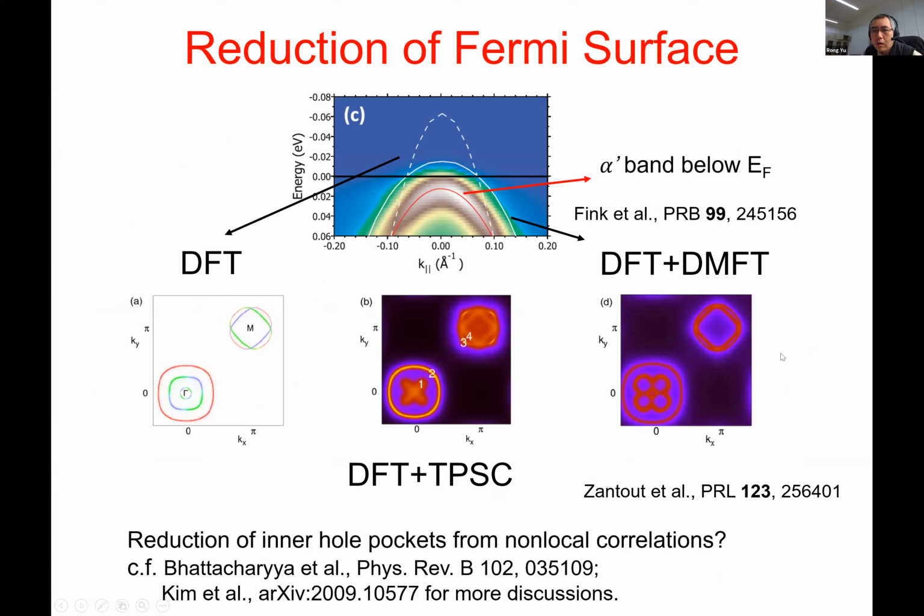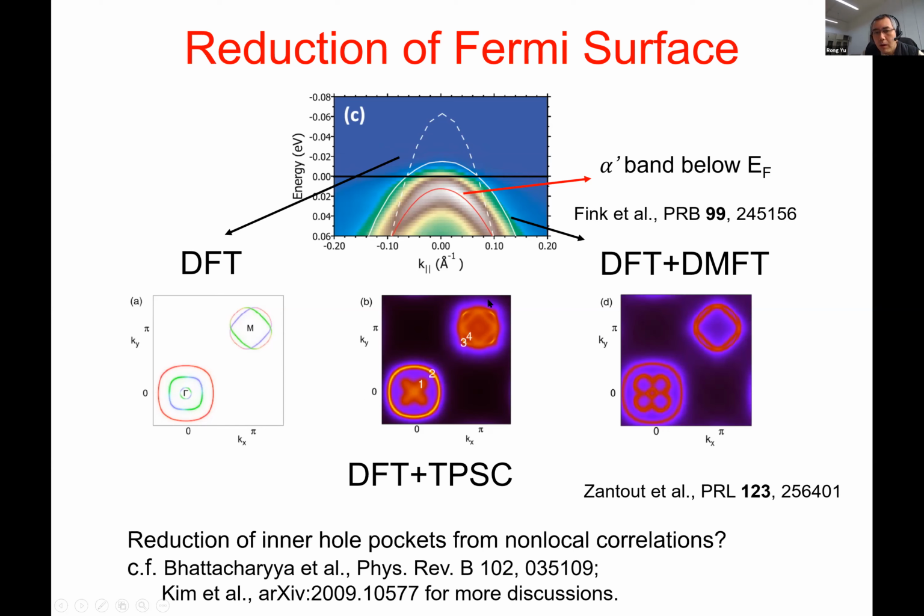And another point which motivates us to study this system is the reduction of the Fermi surface in the lithium-111. So according to the DFT calculation, there are 3 hole pockets centered at the gamma point. However, in the experiment, they actually find that the lowest band, which is the alpha prime band, which accounts for the innermost hole pocket, is actually below the Fermi level. And even in a study by Professor Rosa Valentis' group, even when they perform this DFT plus DMFT calculation, it doesn't seem to change too much from these DFT results.